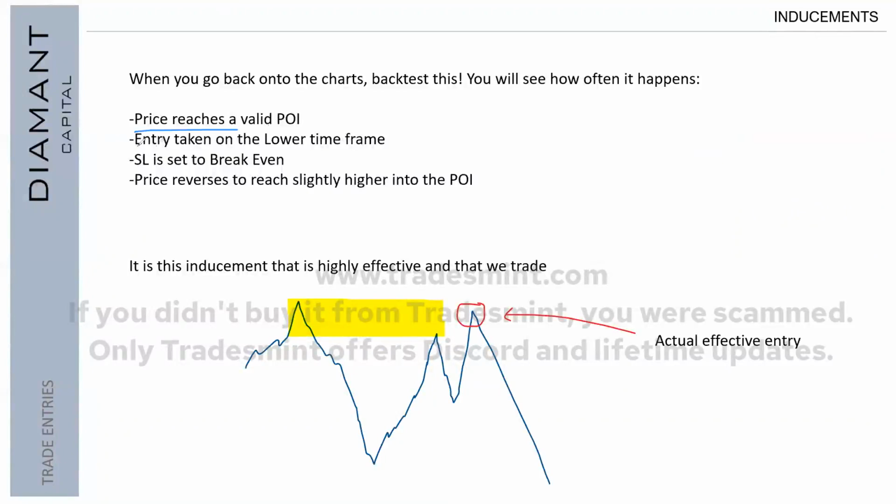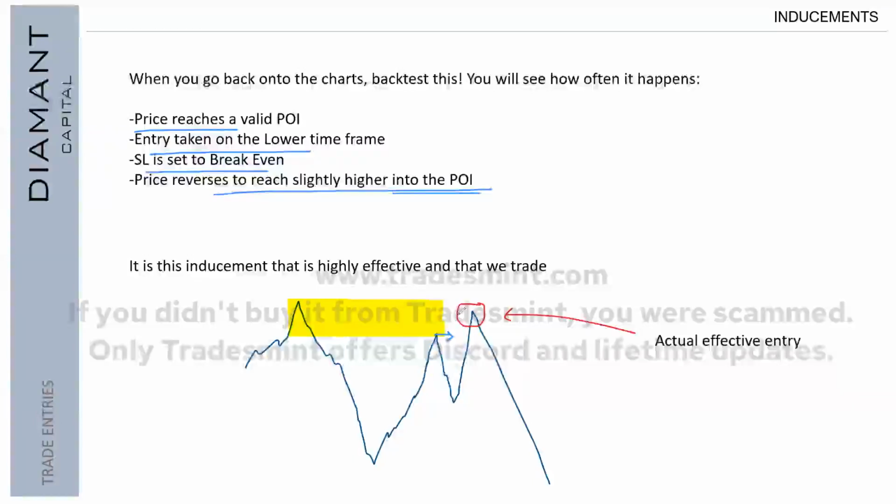Price reaches a valid point of interest, entry taken down, stop loss is set to break even, price reverses and goes straight back into the point of interest. I mean, I've had so many times where I would be in a trade and I'm so confident that it would go down, but it would come back to take me out and then go back down. And after a while, I had to question what was going on. So as I backtested, I saw that this is something that was happening more. Obviously, I did some research online as well, saw that this is something that actually exists in smart money concepts.